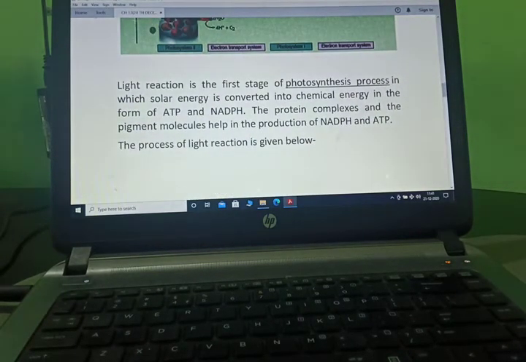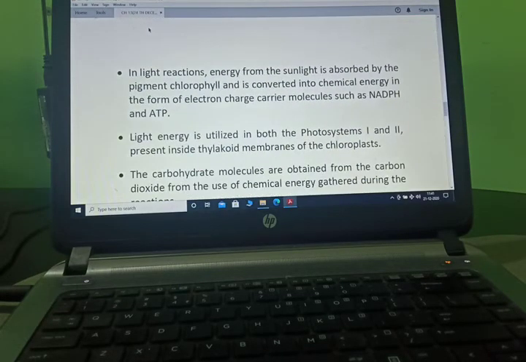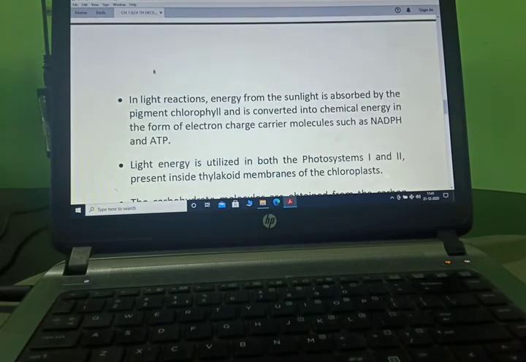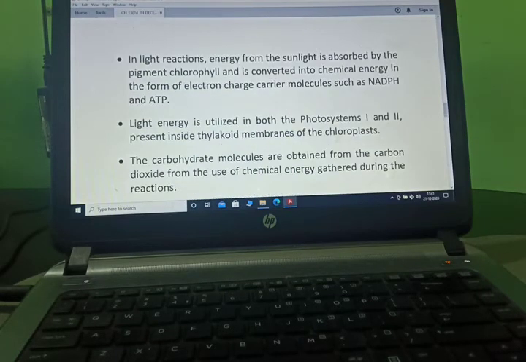Light reaction is the first stage of the photosynthesis process in which solar energy is converted into chemical energy in the form of ATP and NADPH. The protein complexes and the pigment molecules help in the production of NADPH and ATP. The process of light reaction is given already. In the light reaction, energy from sunlight is absorbed by the pigment chlorophyll and converted into chemical energy in the form of electron charge carrier molecules, that is NADPH and ATP.